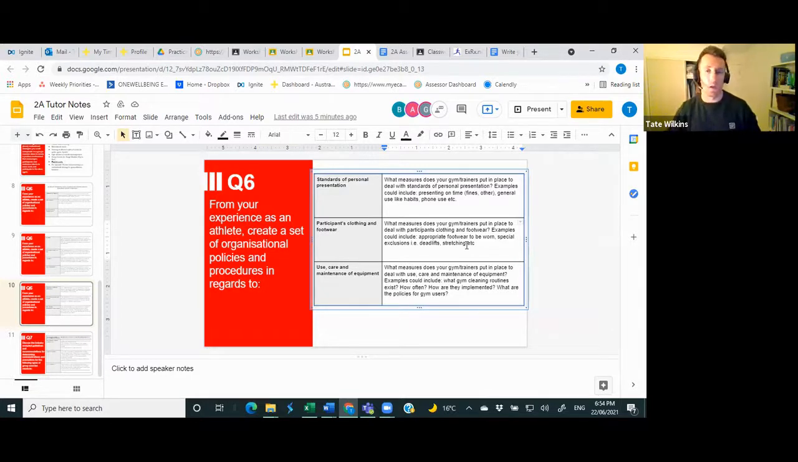So, what are some things that you might want to put down? Some signage, putting up, or maybe an exclusion where they can have barefoot on doing deadlifts only. That little section.